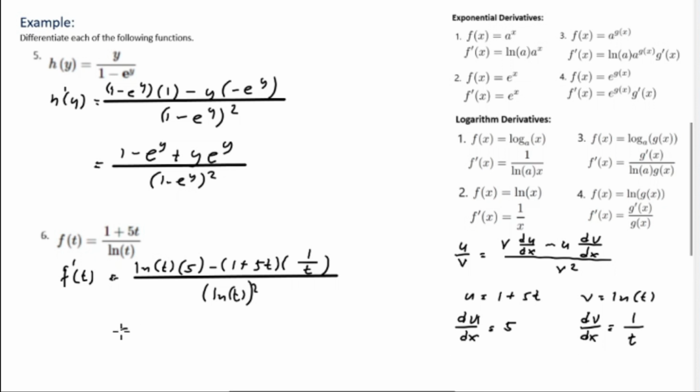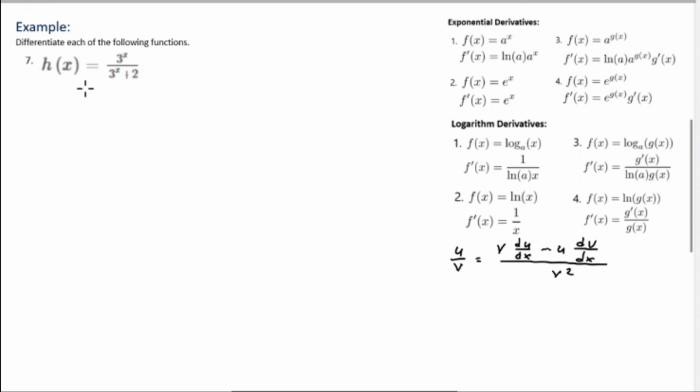and simplify. Ln of t times 5 is 5 ln of t, minus 1 times 1 over t is negative 1 over t, and minus positive 5t times 1 over t is equivalent to negative 5, and divide by the denominator ln of t squared. And this is the derivative.